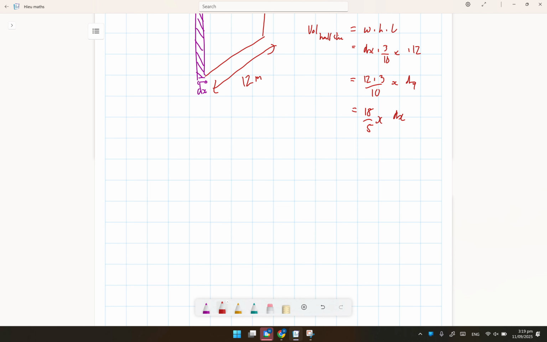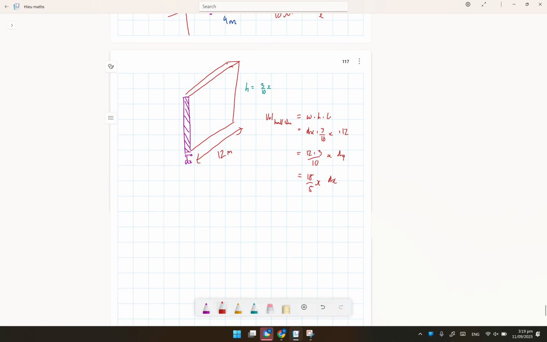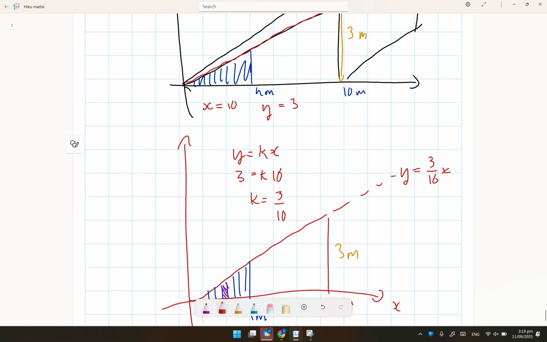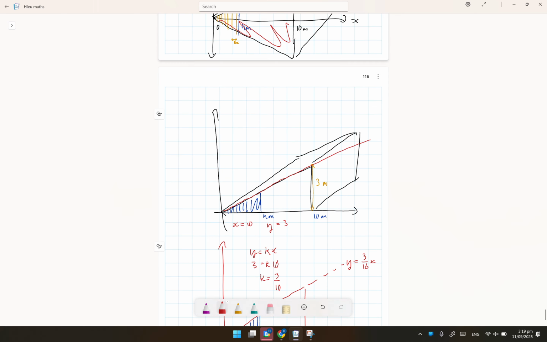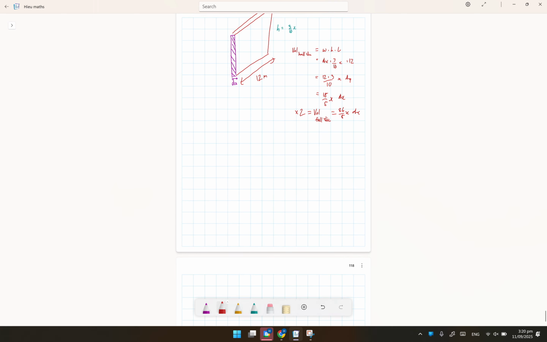18 over 5x dx. Okay, so now that we have the volume of one half slice, we have to multiply by 2 to get the volume of a full slice, which equates to one of these slices, remember, because we cut these in half. So the volume of the full slice would be equal to 36 over 5x dx, okay? So now let's think about this.